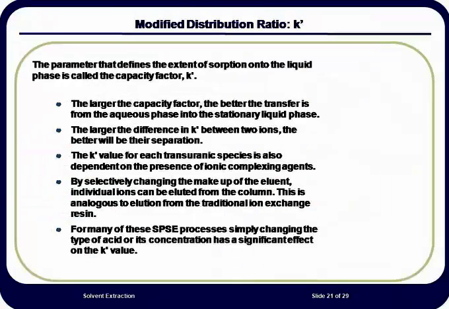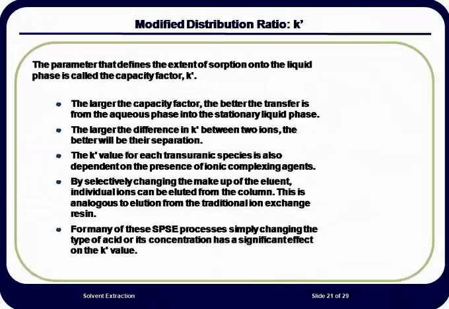Since the process of SPSE is different from traditional solvent extraction, a different type of constant associated with a particular organic compound called the capacity factor, or K prime value, is used. Just like in solvent extraction or ion exchange, the larger the value of the capacity factor, the better will be the migration of the ion into the organic phase.